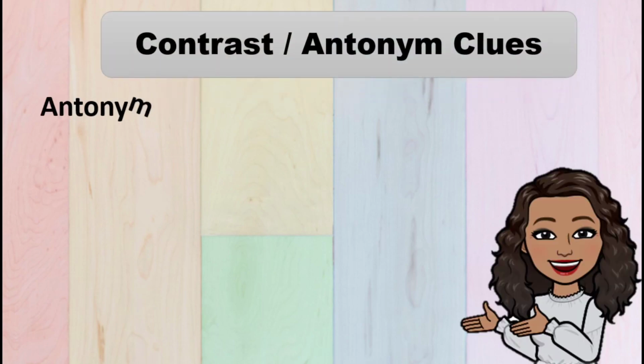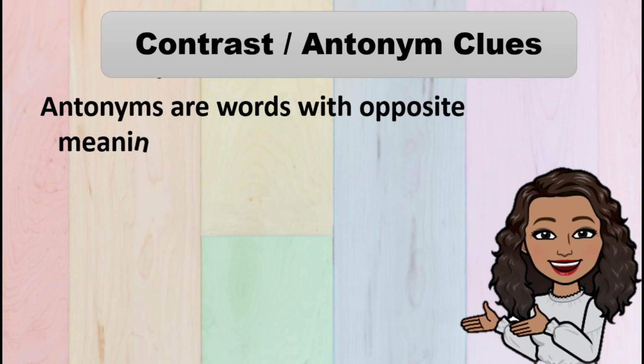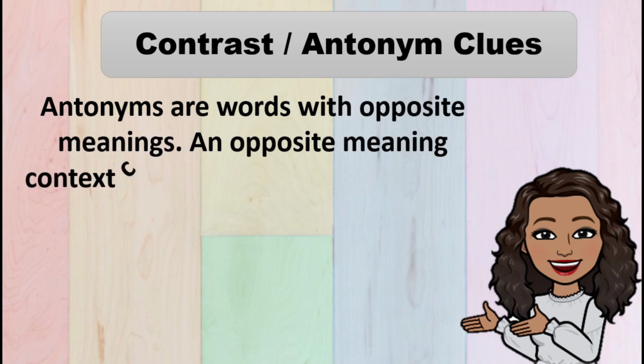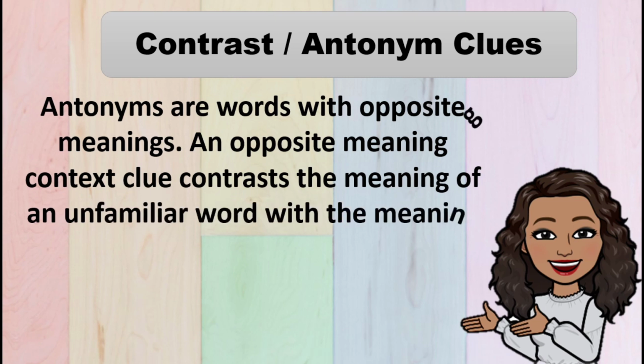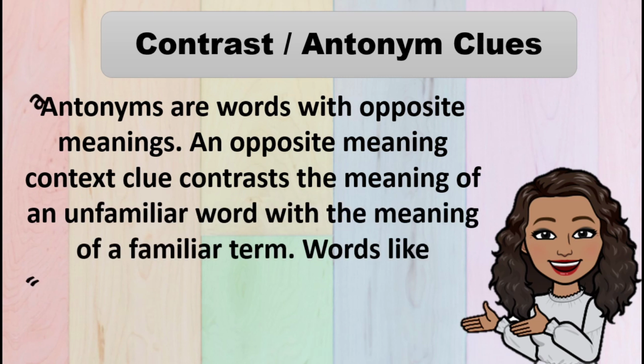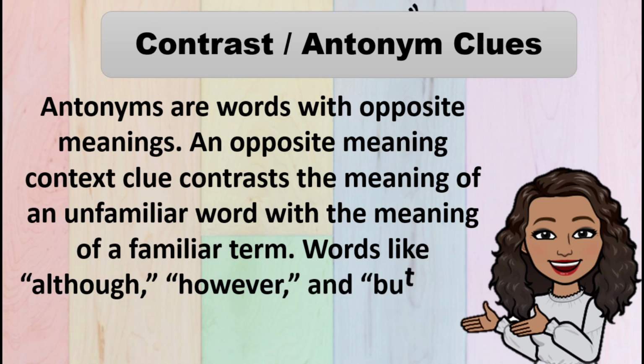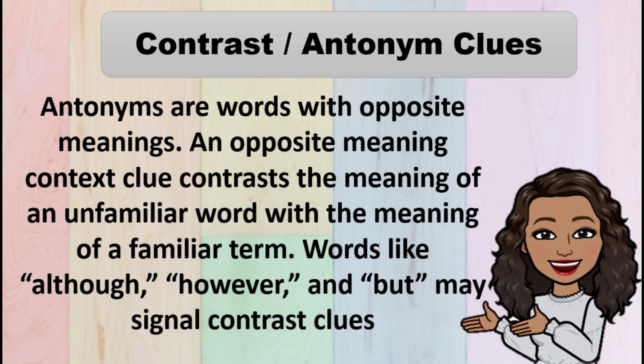On third, we have contrast or antonym clues. Antonyms are words with opposite meanings. An opposite meaning context clue contrasts the meaning of an unfamiliar word with the meaning of a familiar term. Words like although, however, and but signal contrast clues.